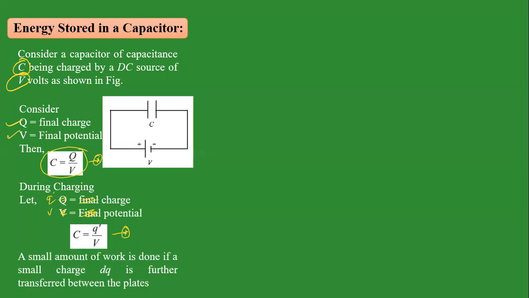Now a small amount of work done. Pay attention, we are considering a case during charging, so this is very important. q dash is the charge and v is the potential at that time. So when we want to add a charge dq on a plate, this plate already has a positive charge, and the other plate has a negative charge.